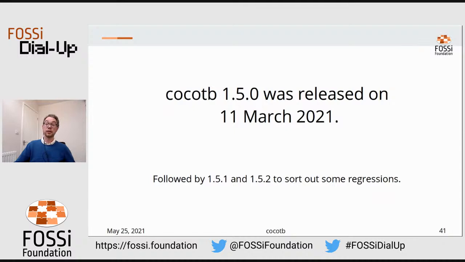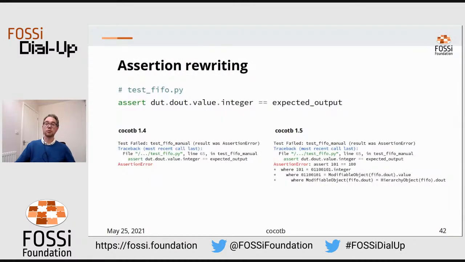Cocotb 1.5 was then released in March of this year. So this is the most recent one. One feature I particularly like there, it's just a small improvement in the end because it's building on top of what PyTest already does, is assertion rewriting. So if you have a piece of code that looks like the test code up here, so you assert that the D-out signal of your device under test is matching some expected output, and both of them are variables. And if you just get an assert failure in here, you would say left side doesn't match right side, but you wouldn't know what the values actually were. That was what Cocotb 1.4 would present.